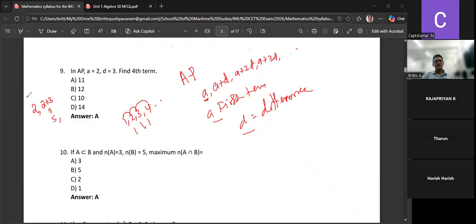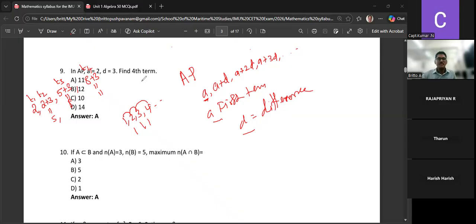Now, this is called term 1, the first term. For the third term, you add the difference 3 to the second term. So you get 5 plus 3, which is equal to 8. The third term is 8. Now the fourth term is from the third term, adding the difference 3. So you get 11, right? So this is the fourth term.